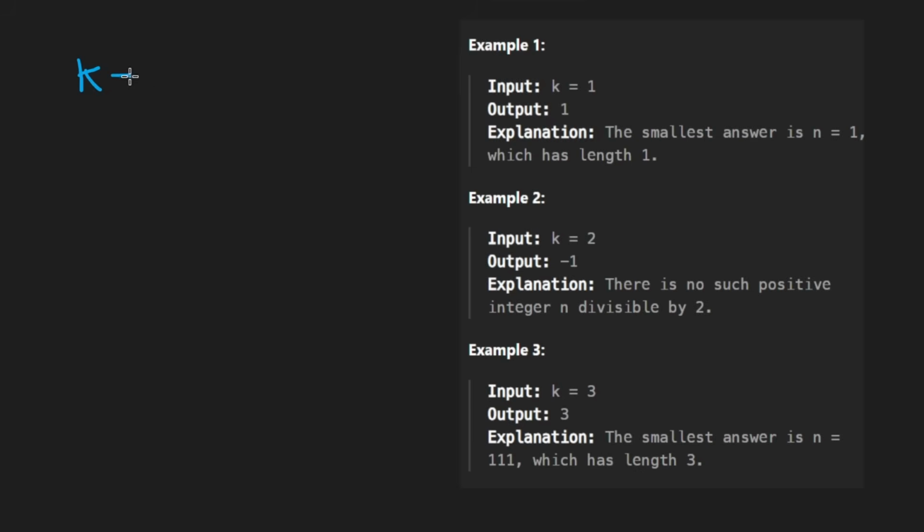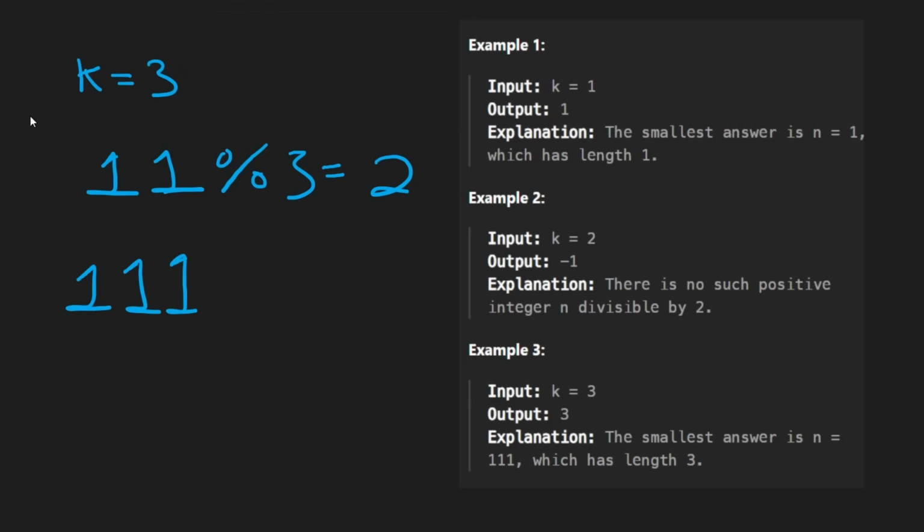happens. So we have k equals 3. We're going to start with just 1. We're going to see, is 1 divisible by 3? It's not. So what we're going to do, multiply by 10 and add 1. Now we have 11. We're going to do the same thing here. Mod this by 3, and we're going to get 2. And then we're going to do the next thing. We're going to multiply that by 10 and add 1.